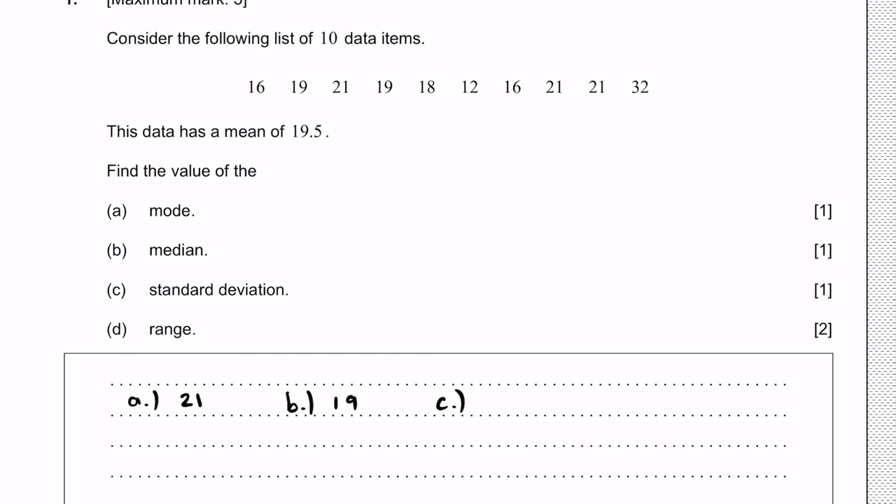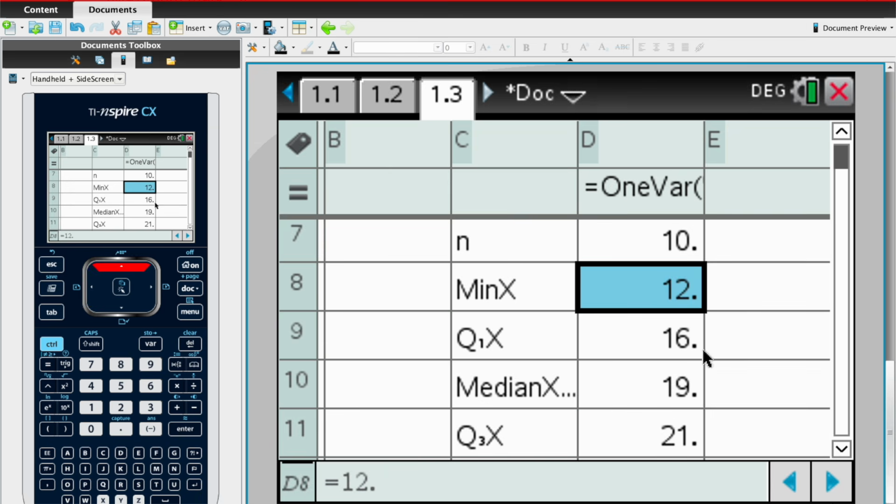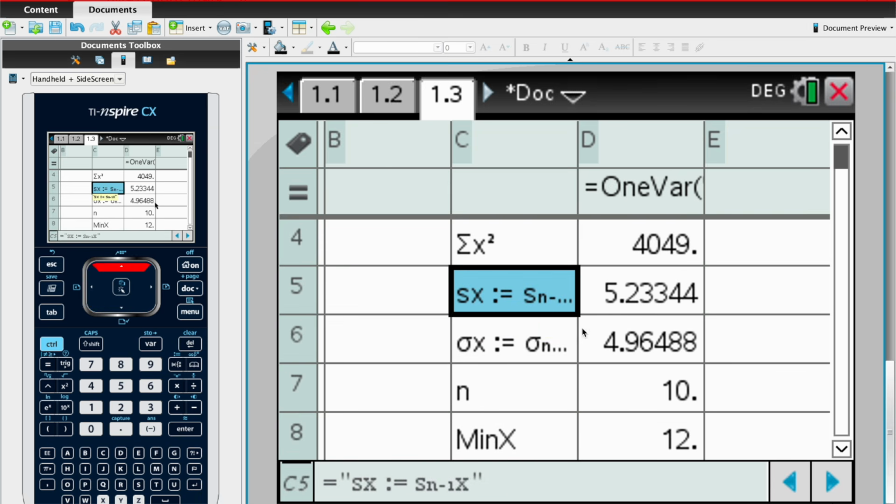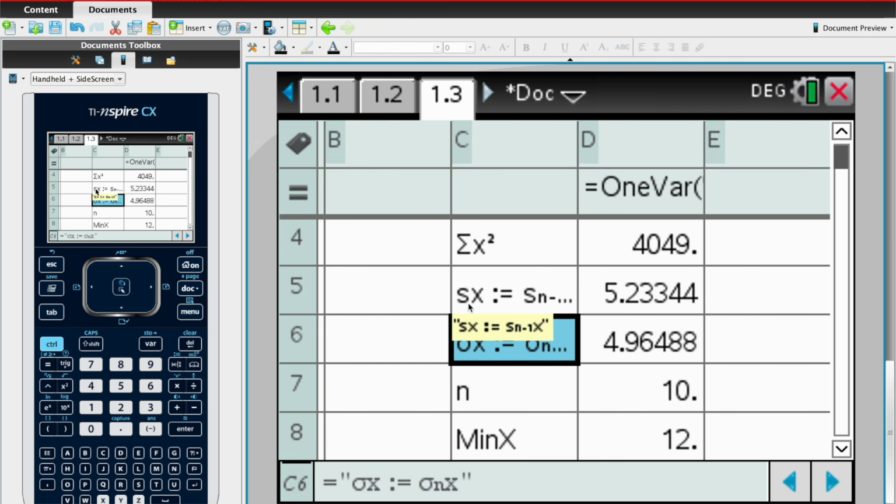Going to part C, we're asked to find the standard deviation. So standard deviation, remember we have sample and population. By and large, AISL often uses population. I haven't seen too many, to be honest, I can't remember a situation where I've seen sample standard deviation, but I don't think there's anything in the syllabus that suggests that it couldn't eventually, at least potentially, happen. But in this case, we assume that these are all of the data values that we have. These 10 items represent our total population. So we have our standard deviation, sigma x, as 4.96488.